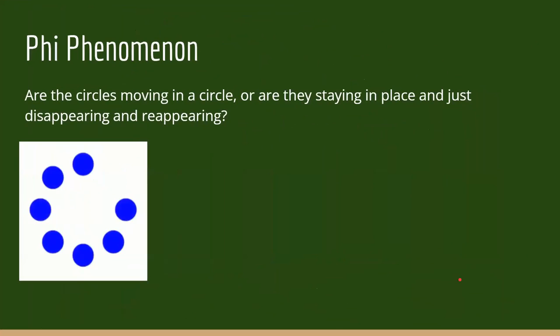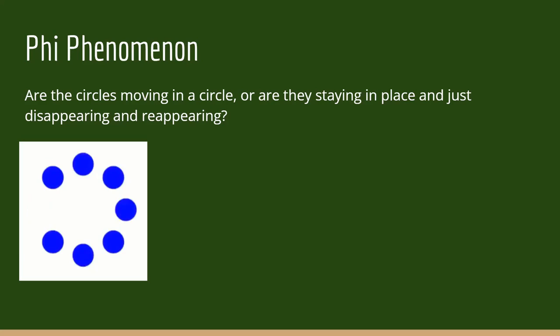All right, phi phenomenon. This is just the fact that sometimes things look like they move when they flash. This isn't as good of an example in my opinion because it's going pretty fast, but doesn't it kind of look like the circles are going around in a circle?